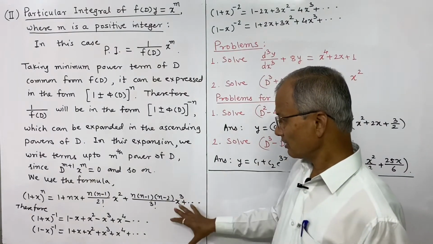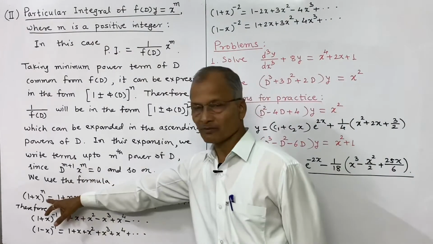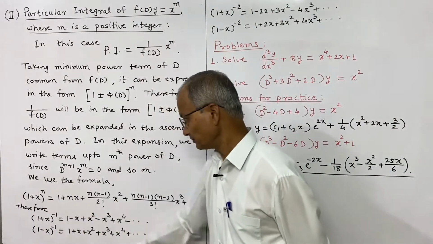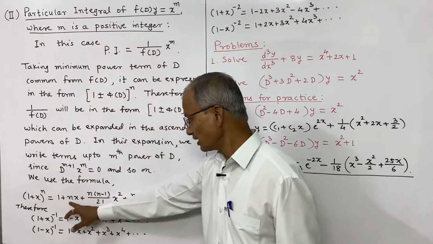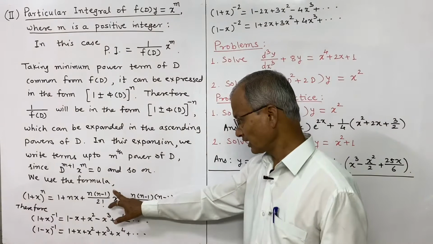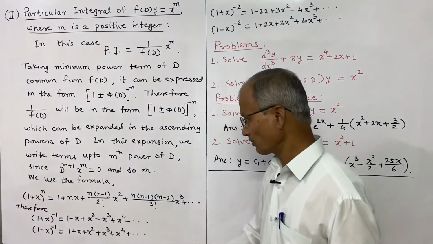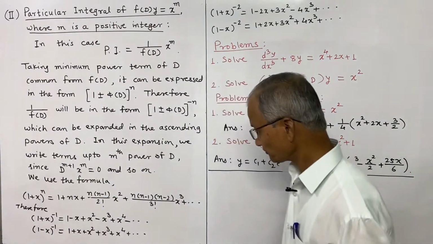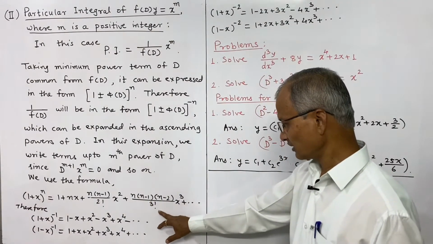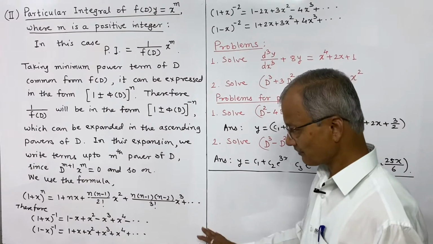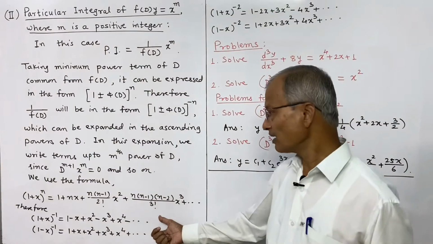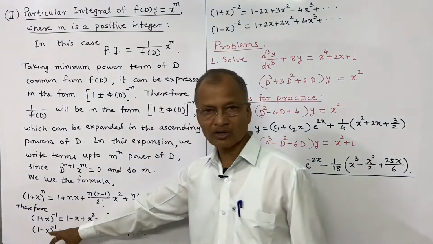And for this expansion we use the binomial theorem. 1 plus x power n is equal to 1 plus n into x plus n into n minus 1 divided by 2 factorial into x square, binomial coefficient, this is binomial coefficient nC2, and this is nC3, n into n minus 1, n minus 2 divided by 3 factorial x power 3, etc. So using the same theorem, binomial theorem or formula, we can write the expansion for different terms.